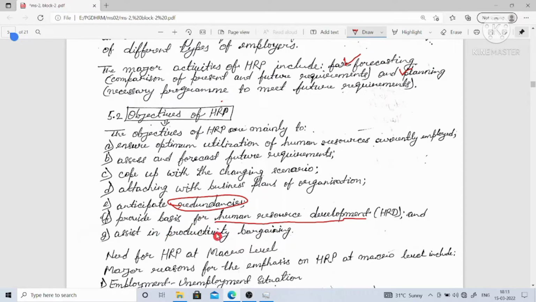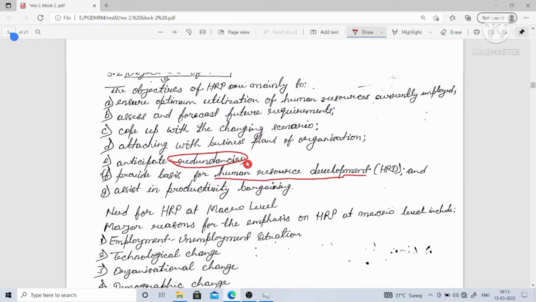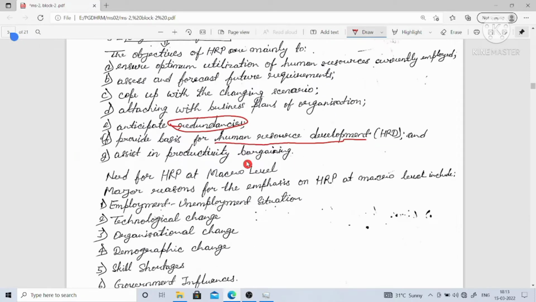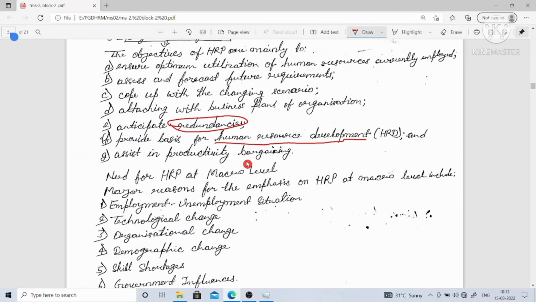Assist in productivity bargaining. Human resource planning is also about bargaining, means how productive employees should be, because the greater the productivity of employees, the greater will be the effort required by employees. So that's why bargaining is also an objective of human resource planning.